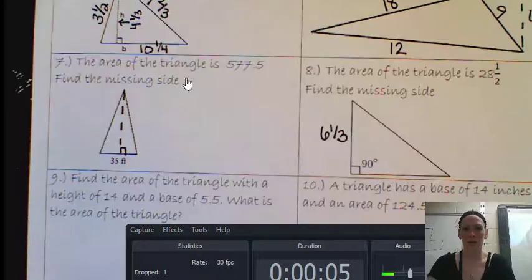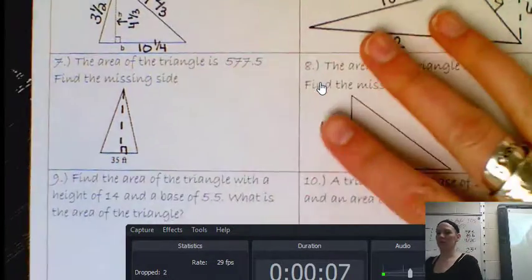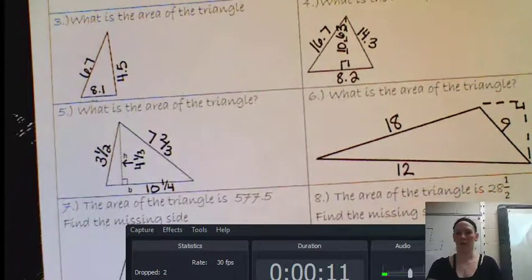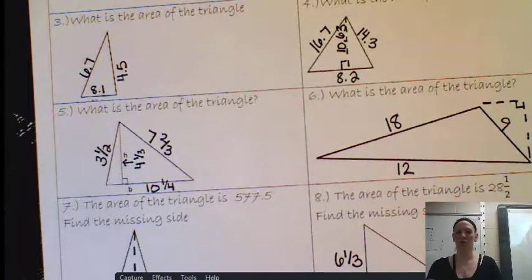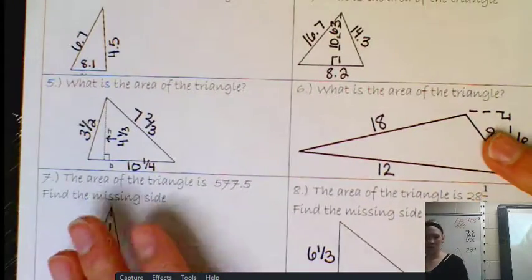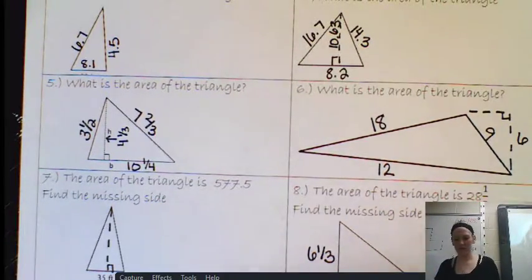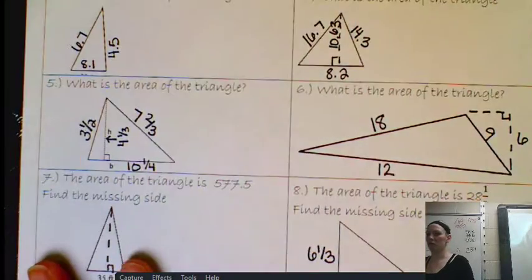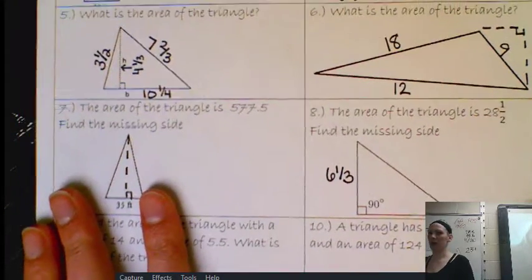Alrighty, we are here to continue on with finding the area of a triangle. We have done the first 4 examples, I do believe. So we're going to continue on with example number 5.